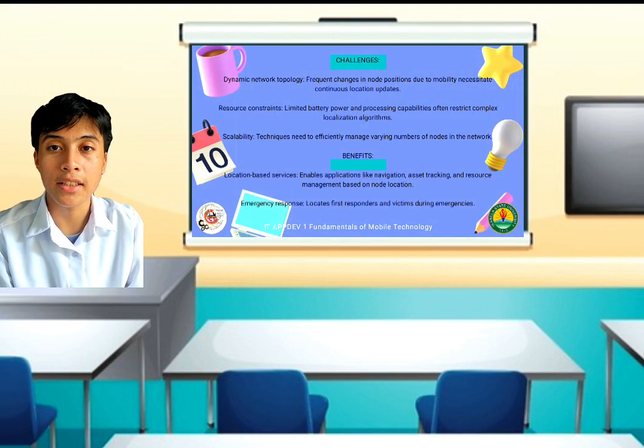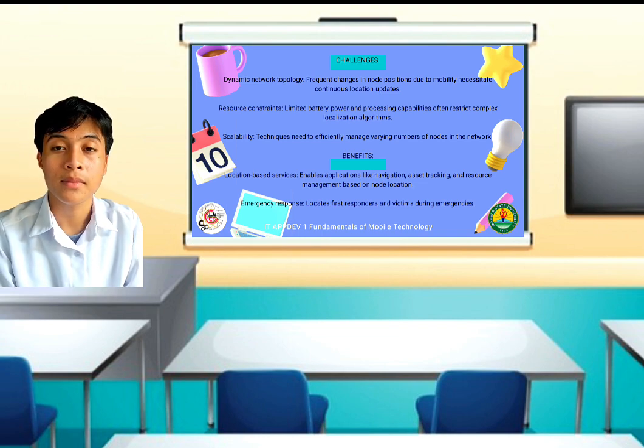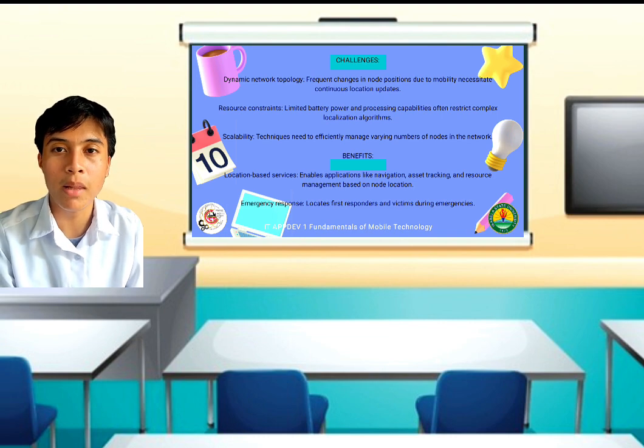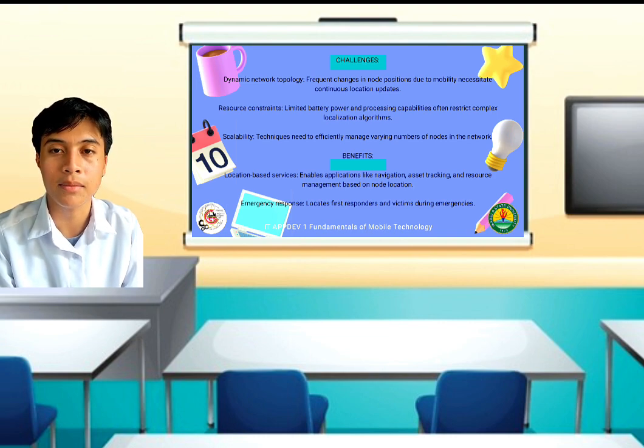So here are the challenges, such as dynamic network topology. These frequent changes in node positions due to mobility necessitate continuous location updates. The next one is resource constraints. This one has limited battery power and processing capabilities, which often restrict complex localization algorithms. Next one is scalability. Techniques need to efficiently manage varying numbers of nodes in the network.